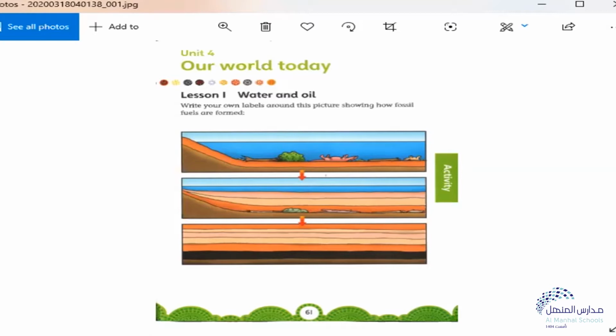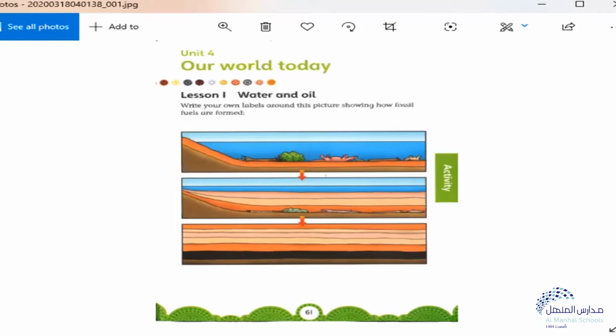Fossil fuels are formed from the remains of dead animals and plants from millions of years ago. I will repeat it. Fossil fuels are formed from the remains of dead animals and plants from millions of years ago.